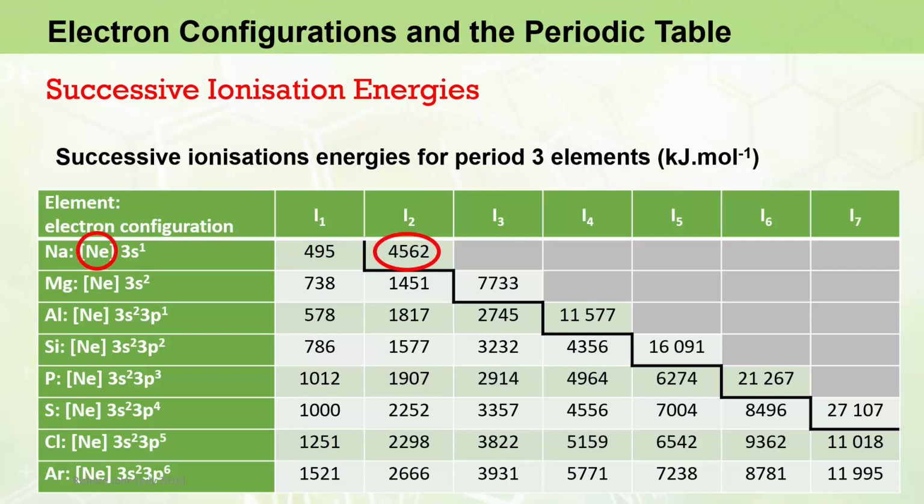Removal of a second electron from sodium costs a lot more energy, and this is because it involves the removal of a core electron from the second shell, which will disrupt the stable inner core electron configuration of neon. This is why the sodium atom will only form the 1+ Na+ ion.